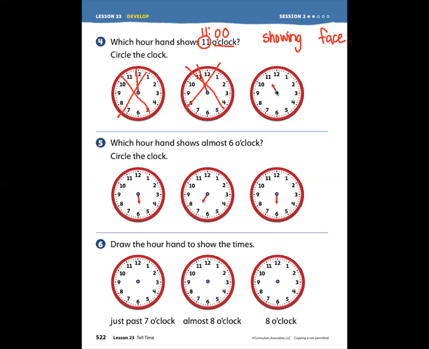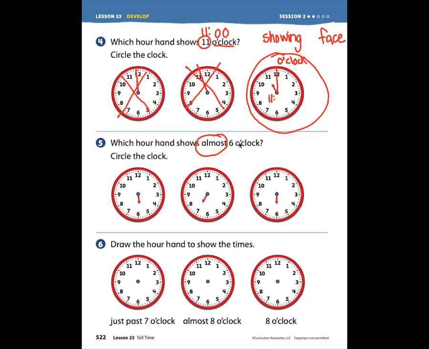The next hour hand is pointing exactly at the 11. The short hand is pointing at 11, and the long hand would be at o'clock, at the 12. When the big hand's on the 12, say o'clock and you'll do well. It is 11 o'clock. Number 5, which hand shows almost 6 o'clock?